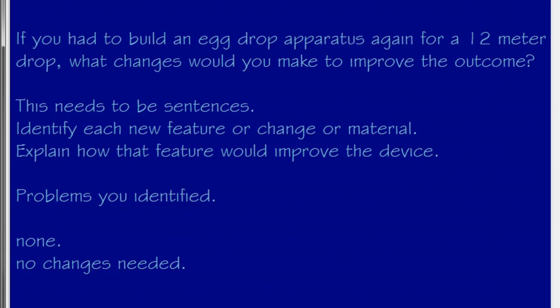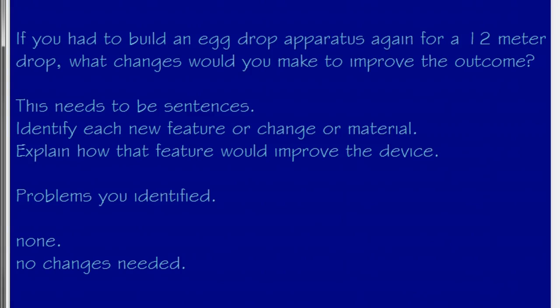If you had to build an egg drop apparatus again for a 12-meter drop, what changes would you make to improve the outcome? This also needs to be sentences. It needs to identify each new feature or change or material. Explain how that feature would improve the device. There's always room for improvement.